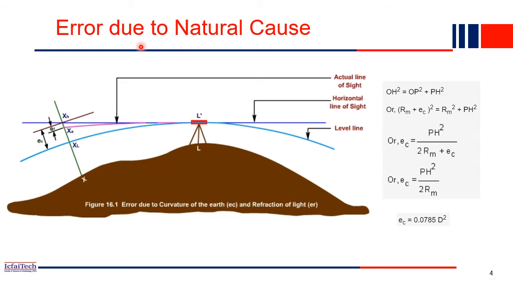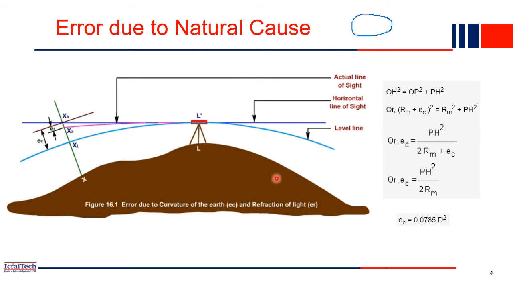Now the third one is error due to natural causes. There are basically two ways error can be introduced by the environment. The first one is the curvature of the earth. Our earth is not exactly flat, right? It is spherical in nature. So this is our earth structure. But wherever we take surveying, we look through this telescope, using the properties of light, and whatever measurement we take will be the horizontal measurement.